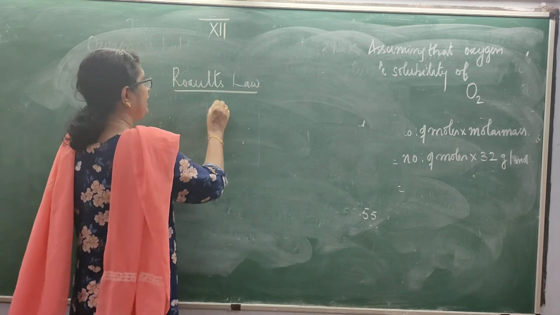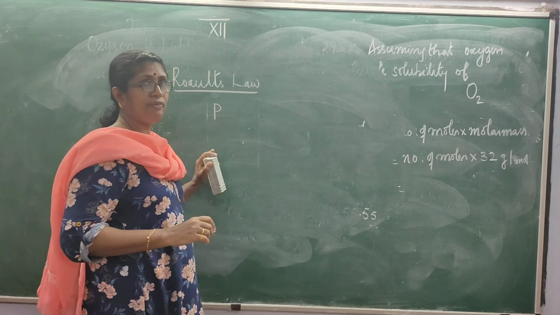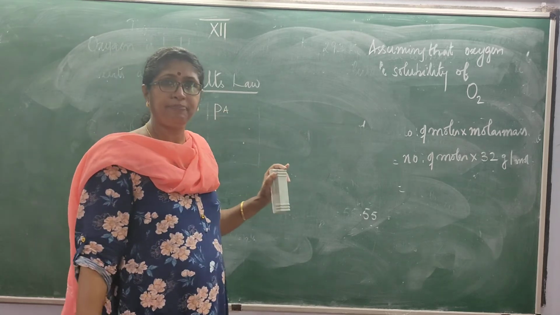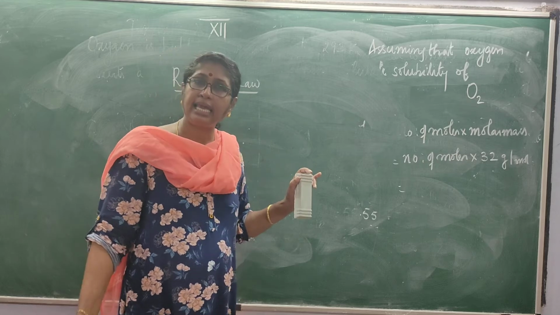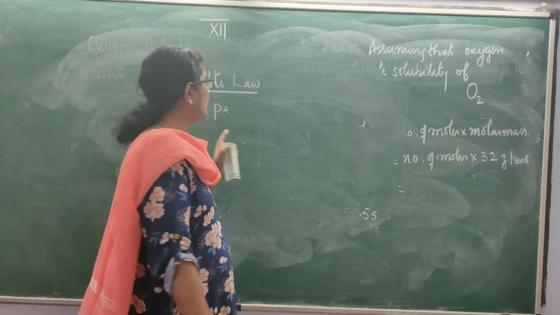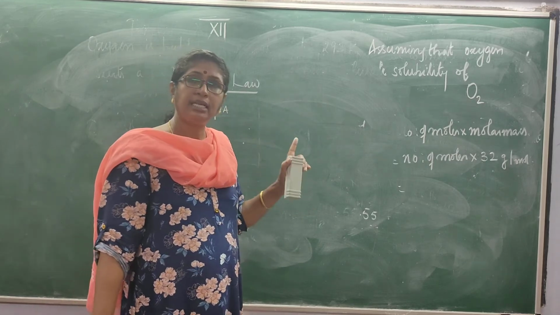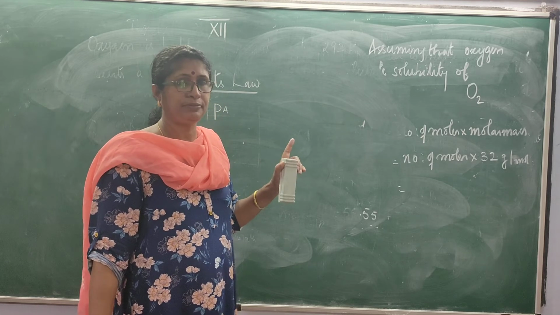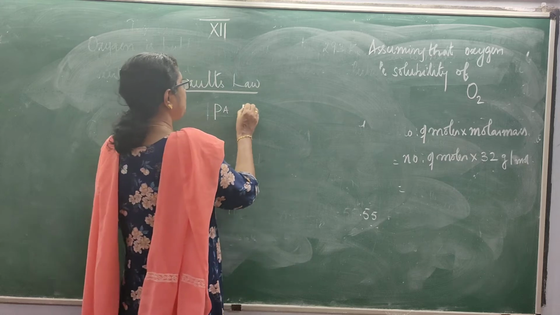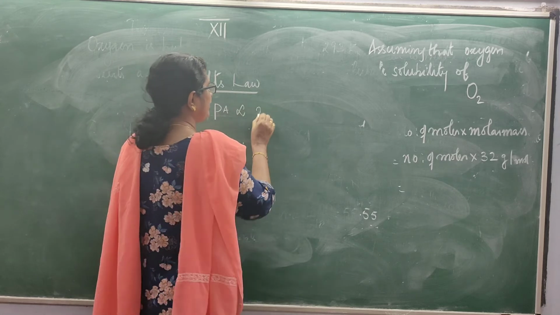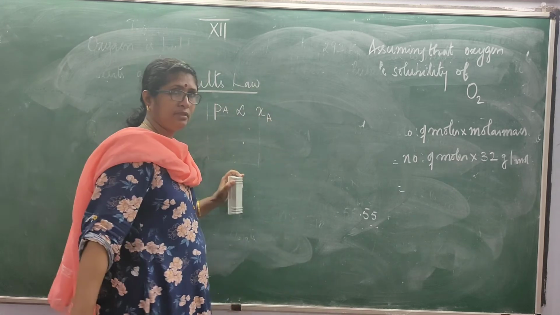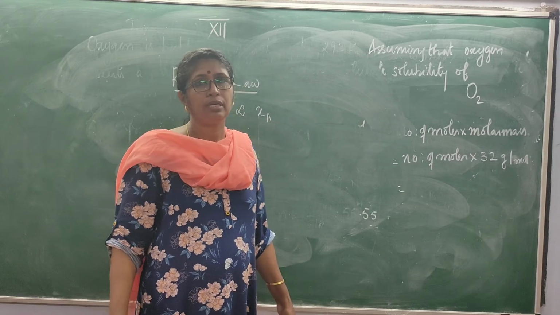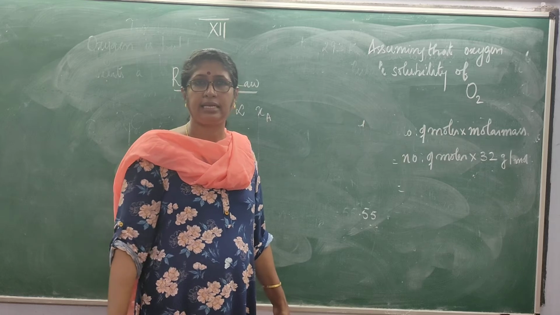So let P be the vapor pressure of the component A. We have two components, A and B. B is the solute and A is the solvent. Now PA is the partial vapor pressure, so the vapor pressure of the solution. Then this PA will be directly proportional to XA. This is if the solute is non-volatile.